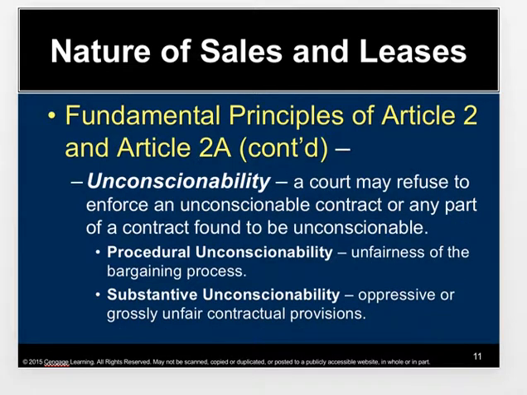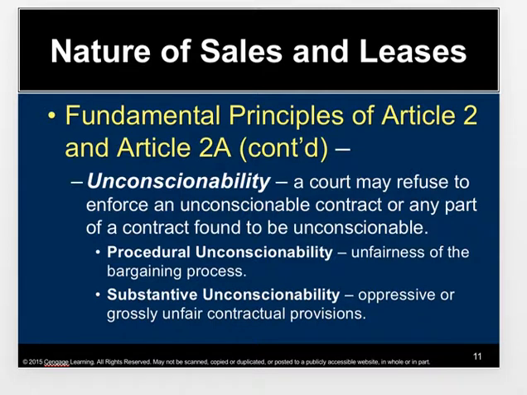There's also the concept of unconscionability. So a court may refuse to enforce an unconscionable contract or any part of a contract that's found to be unconscionable. And we talked a little bit about that when we talked about contract law. The idea, and it's actually a defense to the enforcement of a contract, and it's been codified under Article 2 and Article 2A, this whole concept again of unconscionability. And we have two different types of unconscionability. We have something called procedural unconscionability, and really what that boils down to is unfairness of the bargaining process.